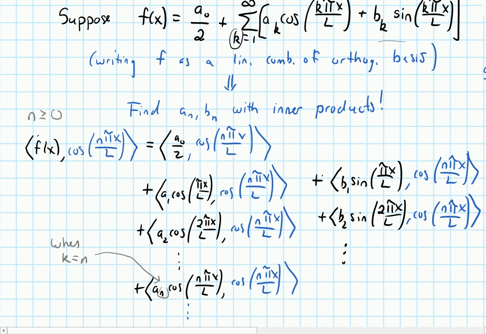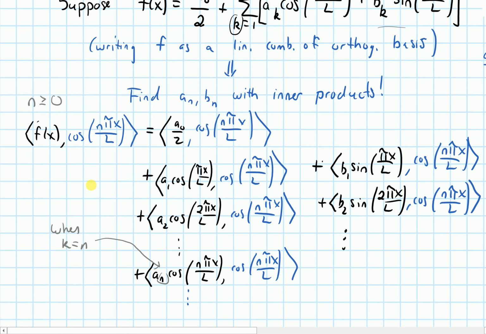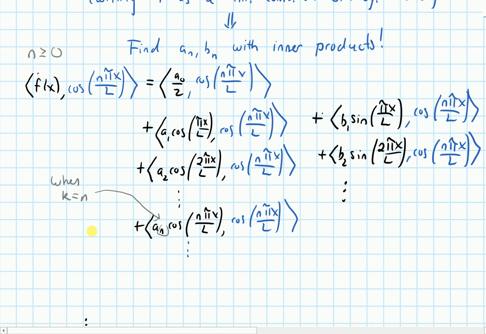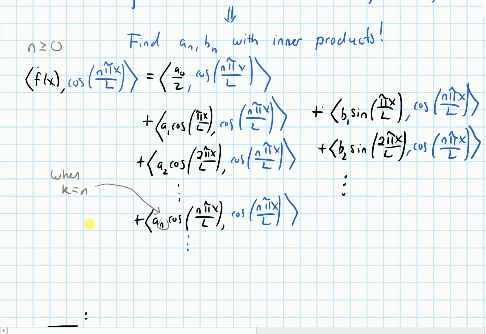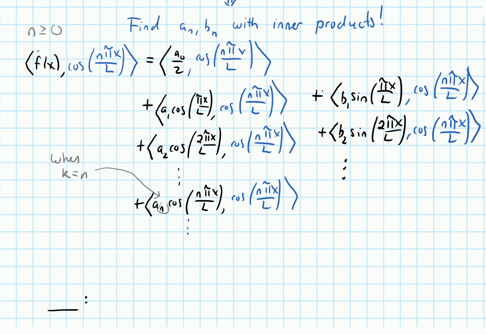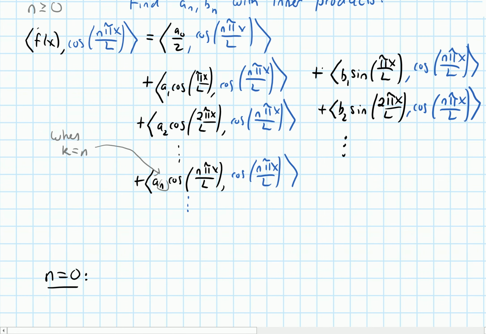So we've basically just taken the inner product on both sides of this equation with cosine of n pi x over L, and on the right-hand side, we did a massive distribution. Now I want to consider two cases. The first case is, what if n is 0? If n is 0, in this formula the cosine term, cosine of n pi x over L, will be cosine of 0, and that's just 1. So the left-hand side becomes the inner product of f of x with 1.